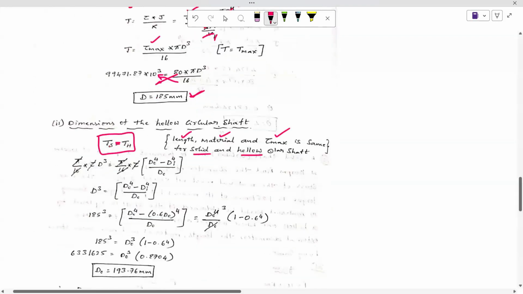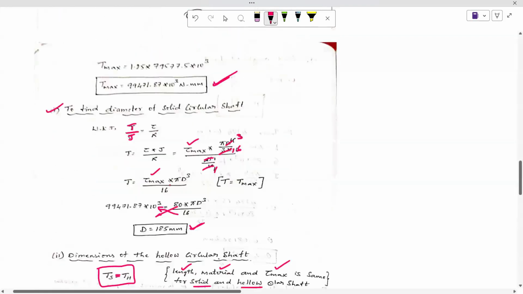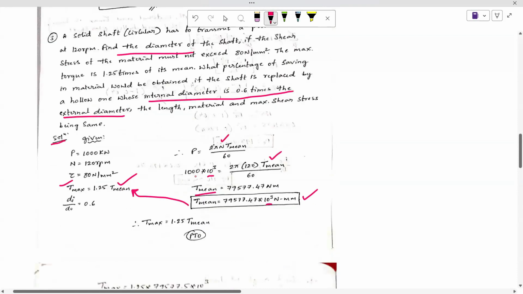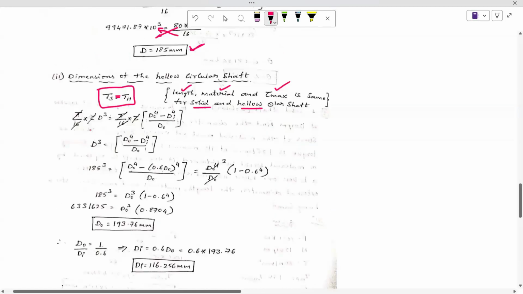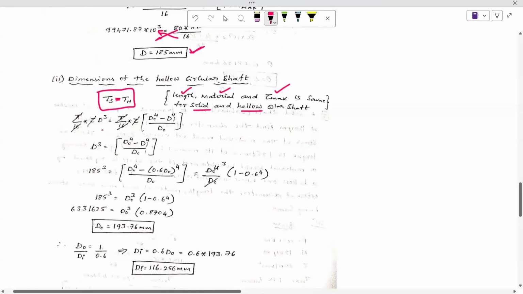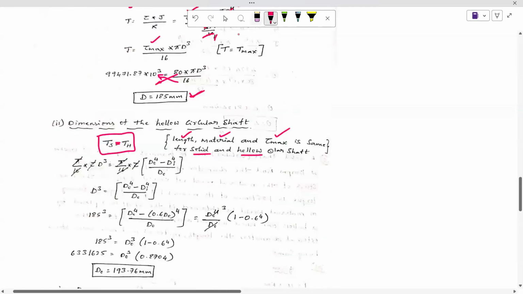Now from the equation, T, you already know that, right? So we are going to use this formula. T is equal to pi d cube by 16 into tau. So that equation we are going to use: pi by 16 tau into d cube. This is hollow, which means you need to get two diameters, outer diameter and inner diameter. So pi by 16 into tau is the same.